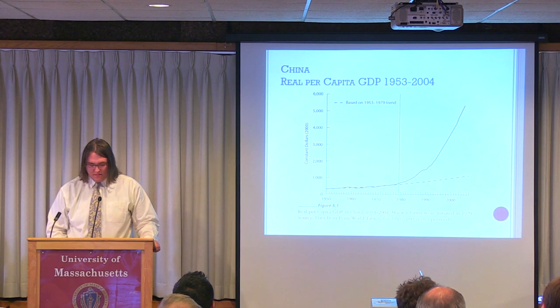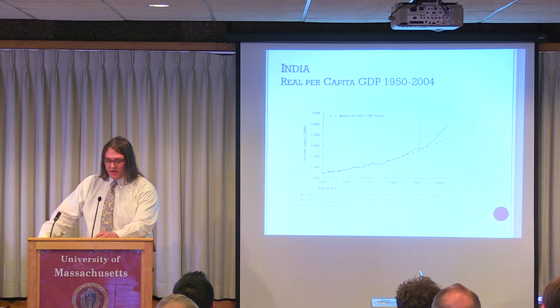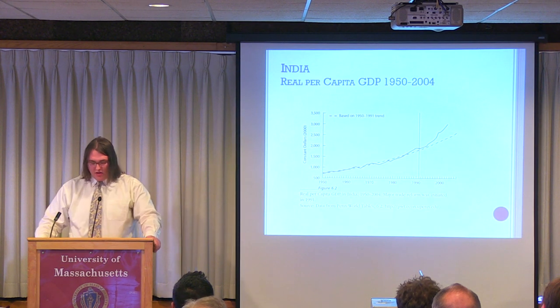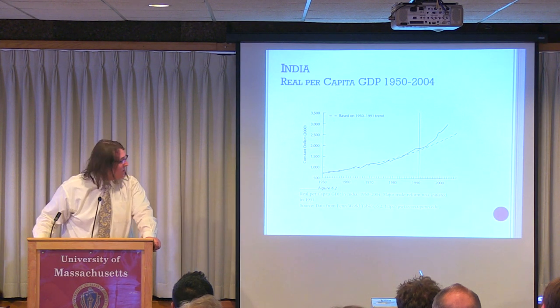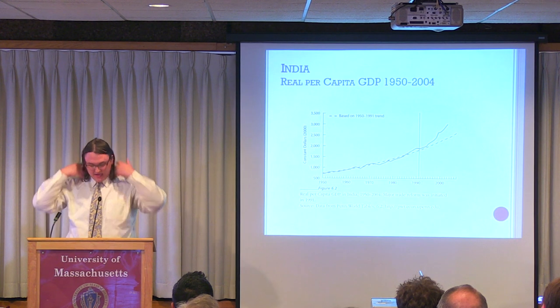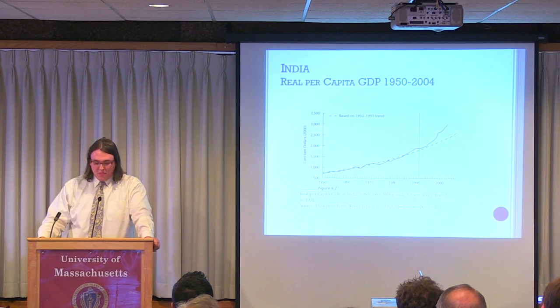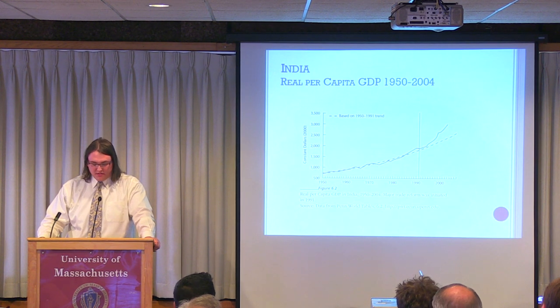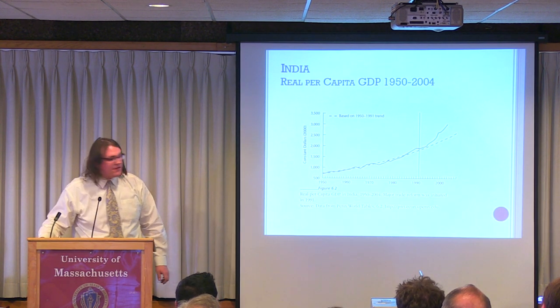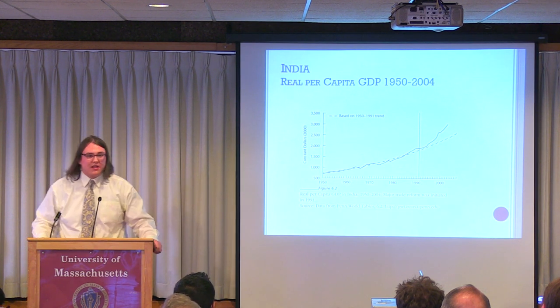Finally, we move to India, the largest democracy in the world. It went through a period of slow but steady real per capita GDP growth between 1950 and the 1990s. But because of stagnancy, in 1991 India instituted trade reforms as well, similar to China and South Korea, which statistically significantly increased the trend line.